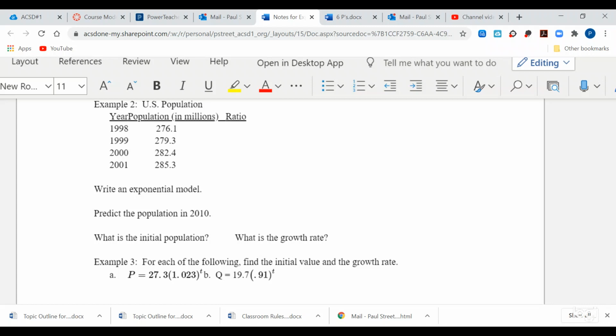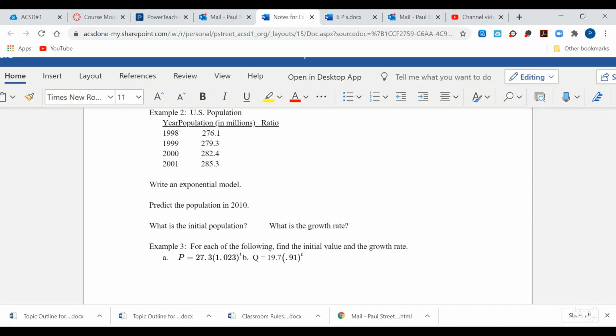What was our initial population? It's asking right here. That's our 276.1 million. And what is our growth rate? What would we say is our growth rate? 1%. 1%. Good, because remember this is 1 plus r. So that 1.01 is 1 plus r, so the r is going to be how much more than 1 we have. That's 0.01, and so that is going to then become 1%.